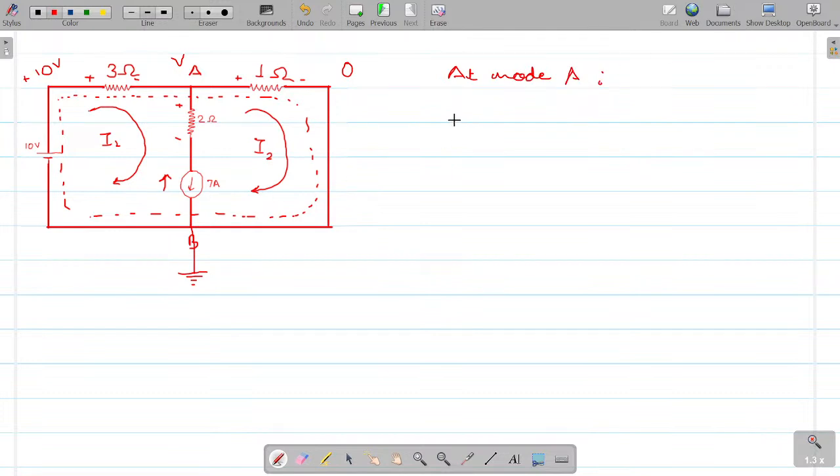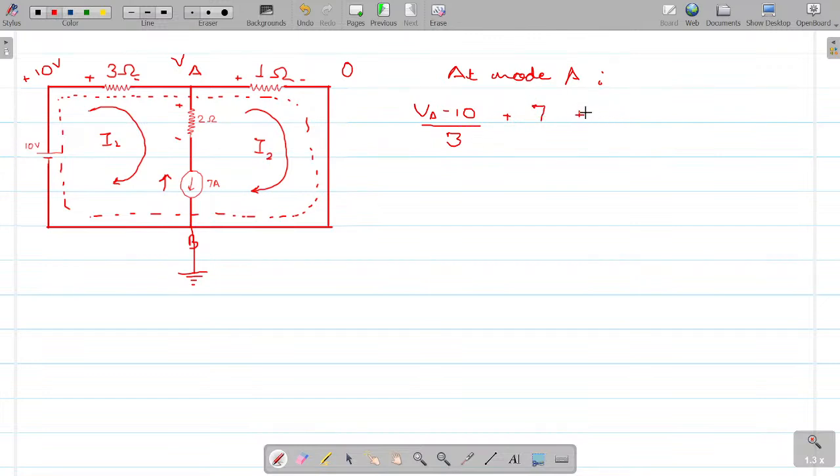observe it carefully. All we need to do is write all outgoing currents. So, for outgoing currents, the higher potential would be VA. So, can I write VA minus 10 divided by 3, plus the outgoing current in this branch, which is 7 amperes clearly. So, we don't have to do anything.